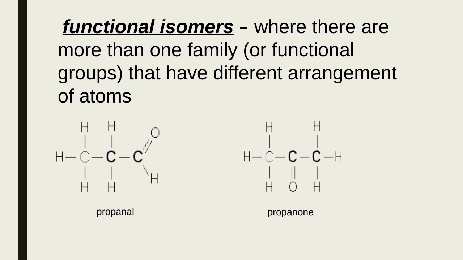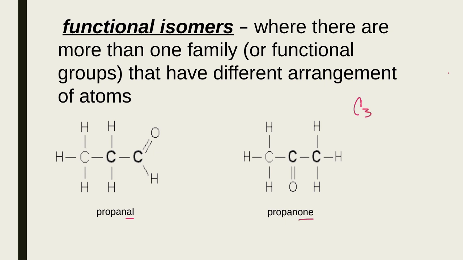Here's another example of 2 isomers. A functional isomer is where we have more than one family present. When you look at these 2 molecules right here, you'll notice they have different names. The first one is called propanal, the second one is called propanone, and that is because they are 2 different families, and they structurally look different. They still have 3 carbons, 1 oxygen, and 6 hydrogens.